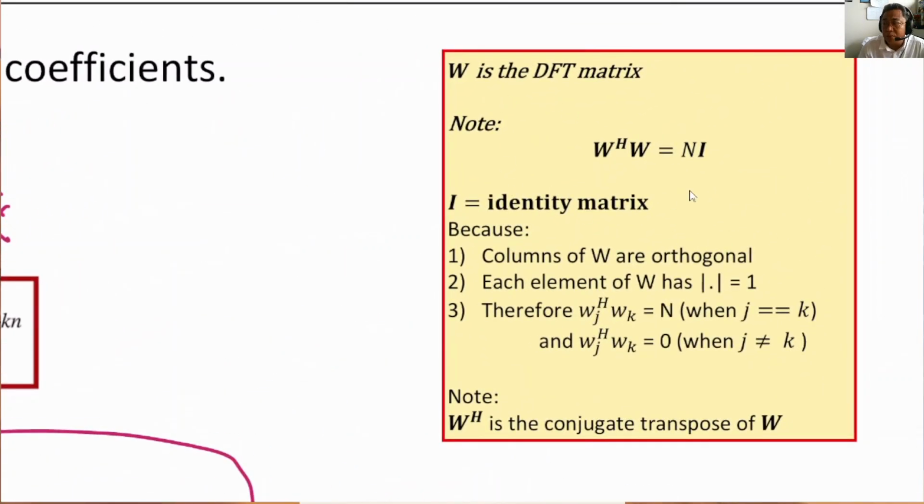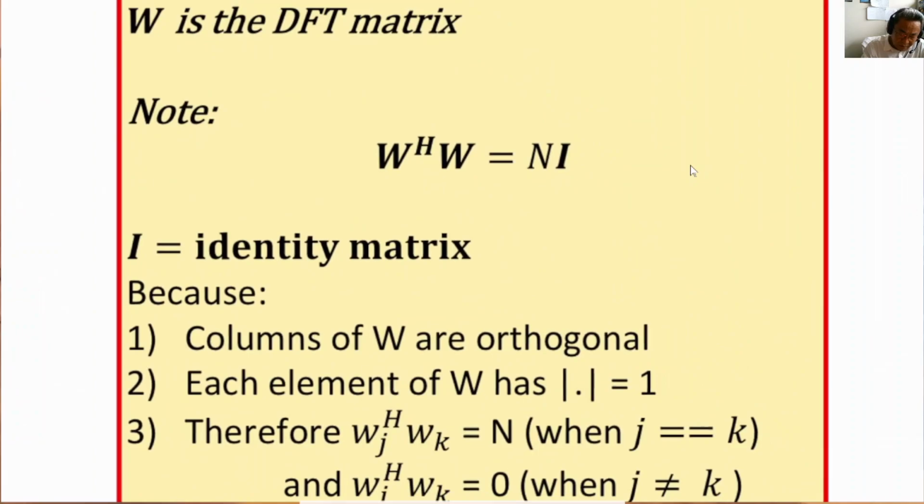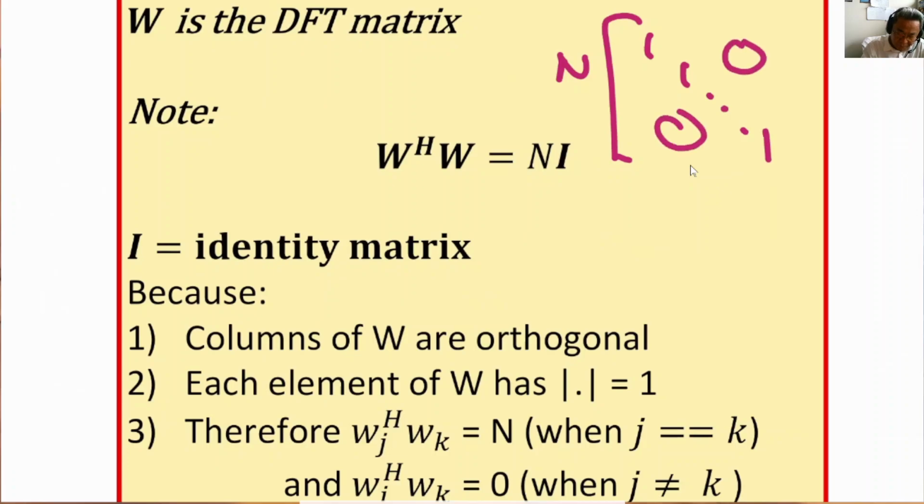Let's see why I say that. W^H times W is N times I. What is N? N is a constant. And what is I? I is of course the identity, with zeros elsewhere. What is the size of this I? The dimension is N by N. So W^H and W are almost inverses of each other.